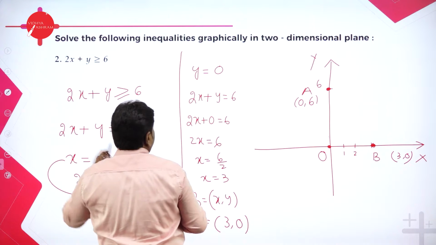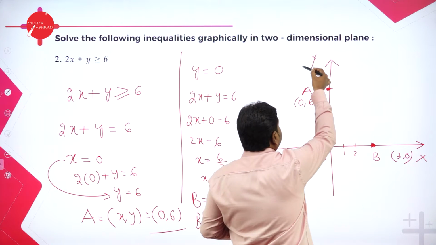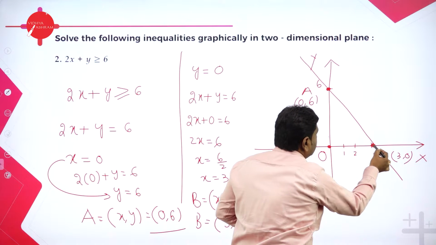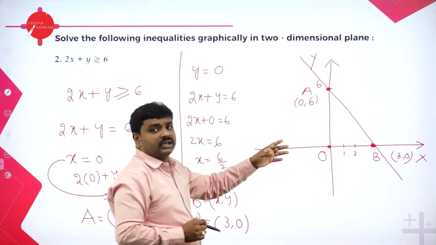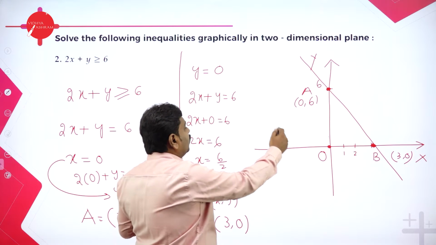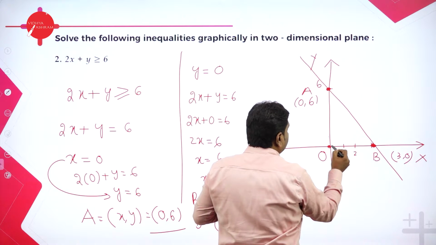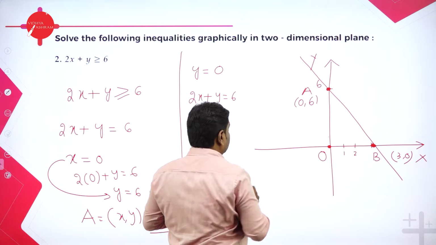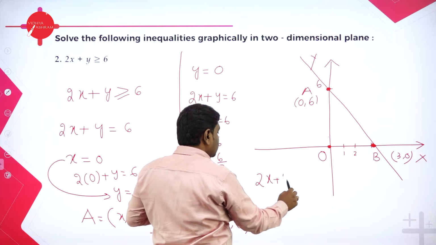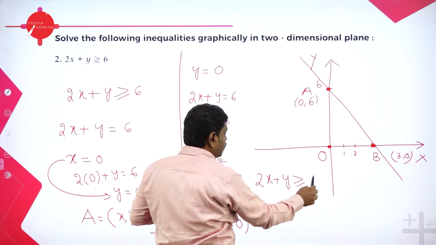To draw any line, we need a minimum of 2 points. We got 2 points and you can draw the line. This is the line. Take a scale and stretch the line. Now I need to shade. We should decide whether to shade above or below. For this line, we have 2 sets, below and above. So I'll take the origin and put it in the equation. What is the equation? 2x plus y greater than or equal to 6.